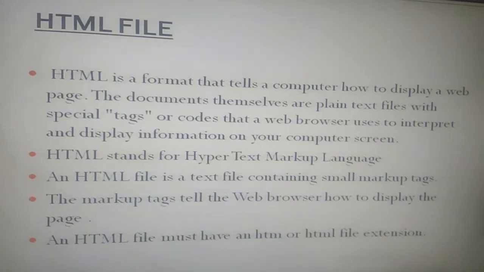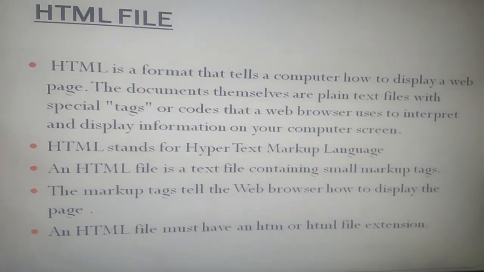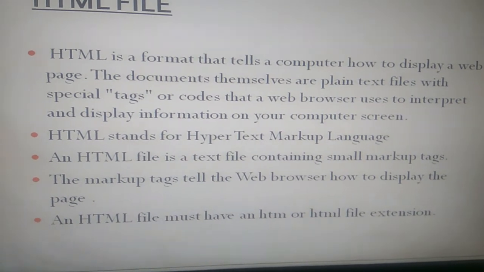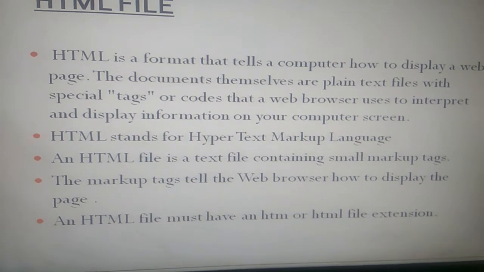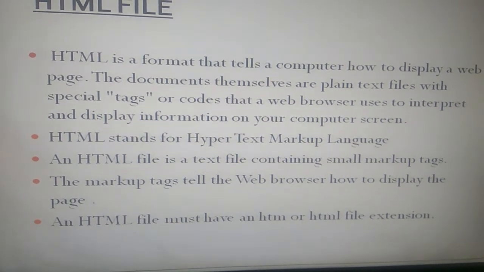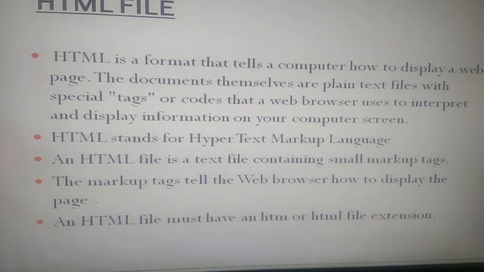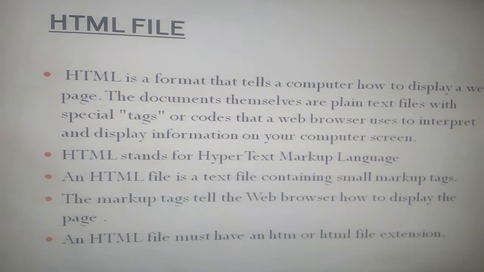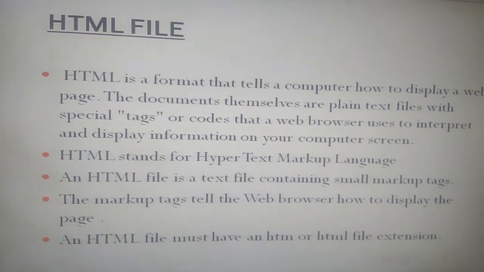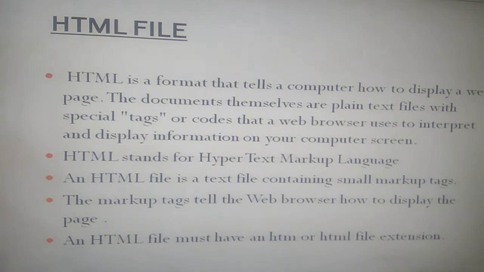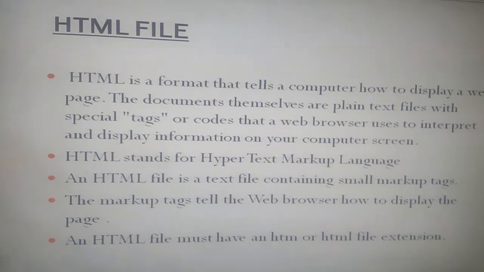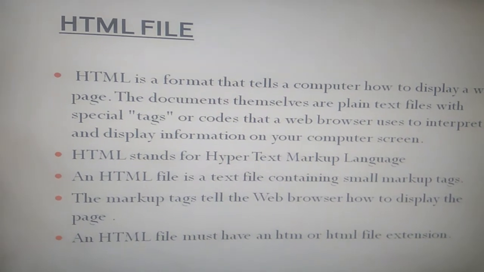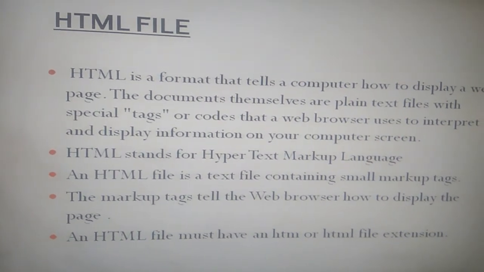First of all, what is an HTML file? HTML is a format that tells a computer how to display a web page. The documents themselves are plain text files with special tags or codes that a web browser uses to interpret and display information on your computer screen. So we have tags in HTML, and the codes are implemented or executed on a web browser. Examples of web browsers, which you already know, are Mozilla Firefox, Google Chrome, Internet Explorer, and many more.